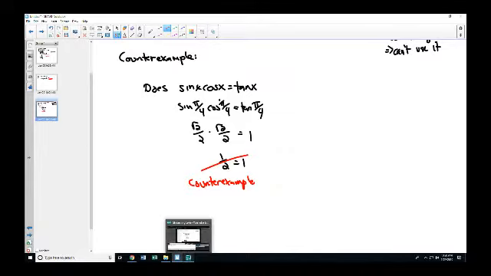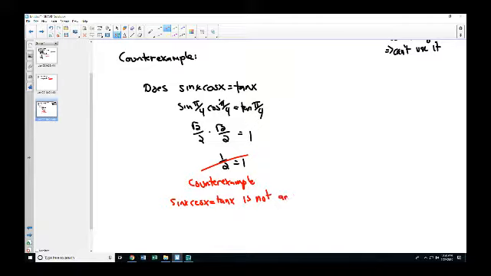So since this does not work one time, it doesn't work at all. We can't use it. So sin x times cosine x equal to tan x is not an identity. You just forgot to yell. It's called a counterexample.